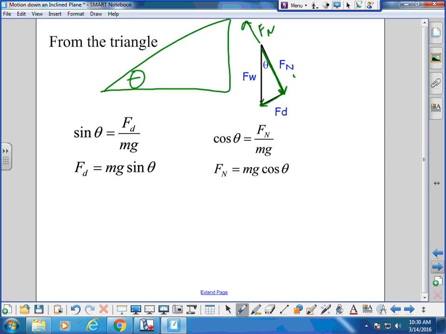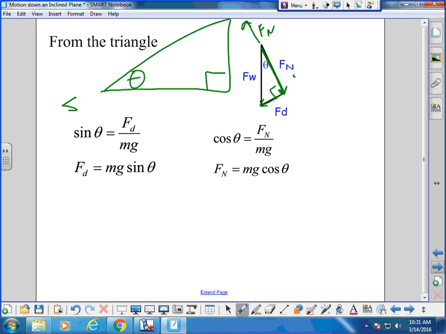From this triangle right here, is this a right triangle? Is that 90 degrees? I think intuitively you know that it is, because this one right here is as well. So you should sort of have a feeling that's going to be 90 degrees. Because it's 90 degrees, we can use basic grade 9 trigonometry, right?